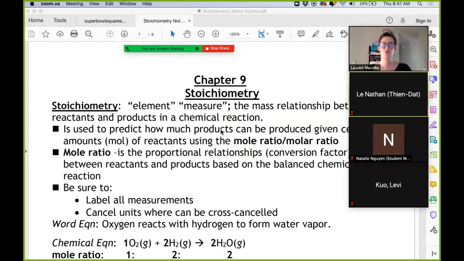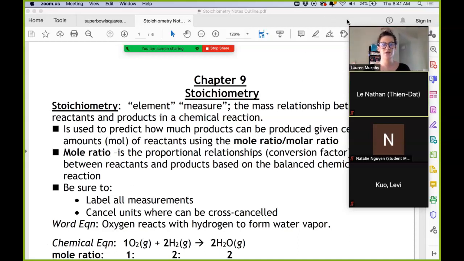So this is used to predict, given set amounts, how much stuff you can get out of a chemical reaction. Like if you mix these two things, theoretically, how much product can I get? Or if you make this much product, how much reactant must have been there, okay? And it's kind of like a recipe.